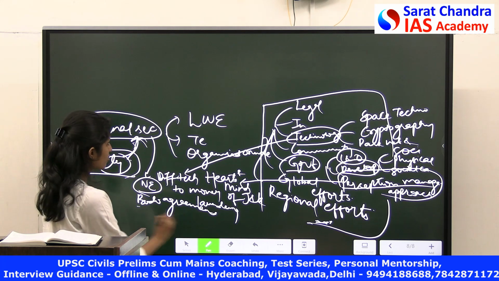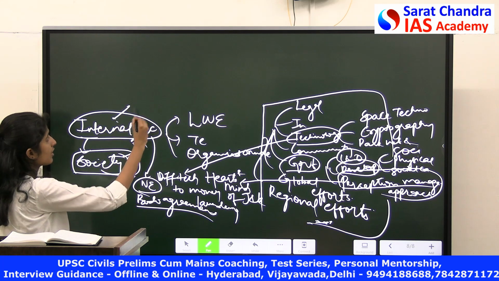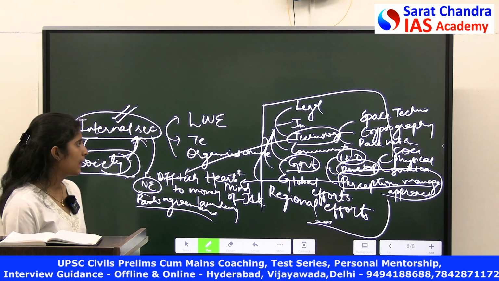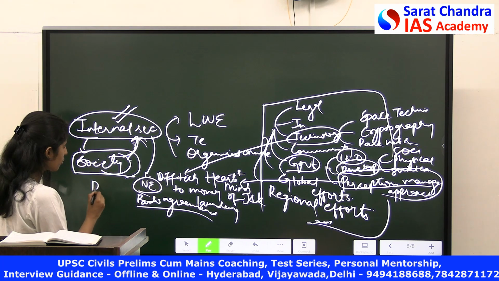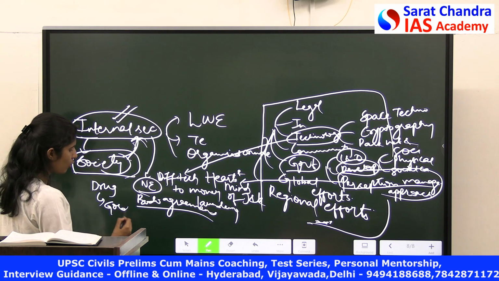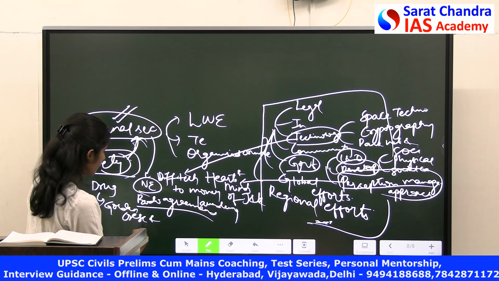So this is extremely important when you're doing internal security, and maps can be utilized in internal security actually. That is a good area where you can utilize maps properly. And when you're dealing with something related to drug trafficking, you can definitely show the Golden Crescent and Golden Triangle on a map. That is extremely important. So all such things.